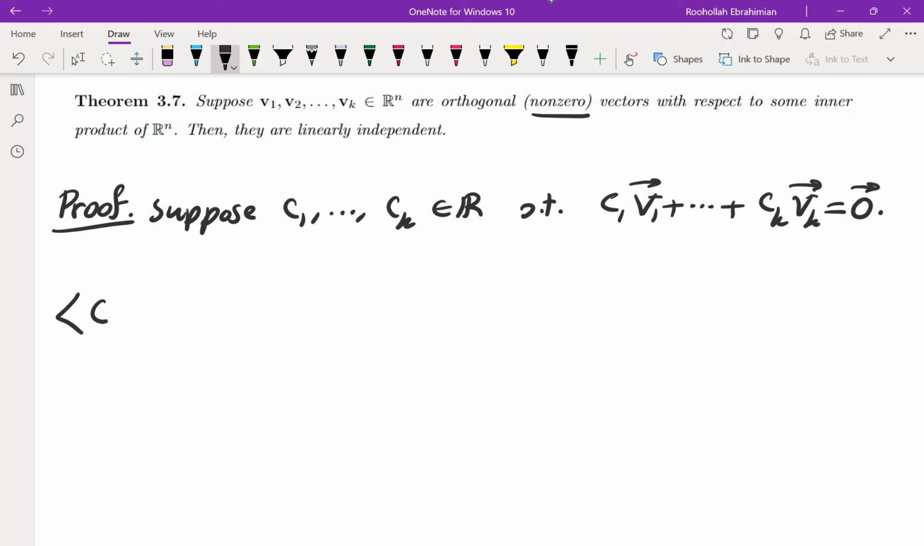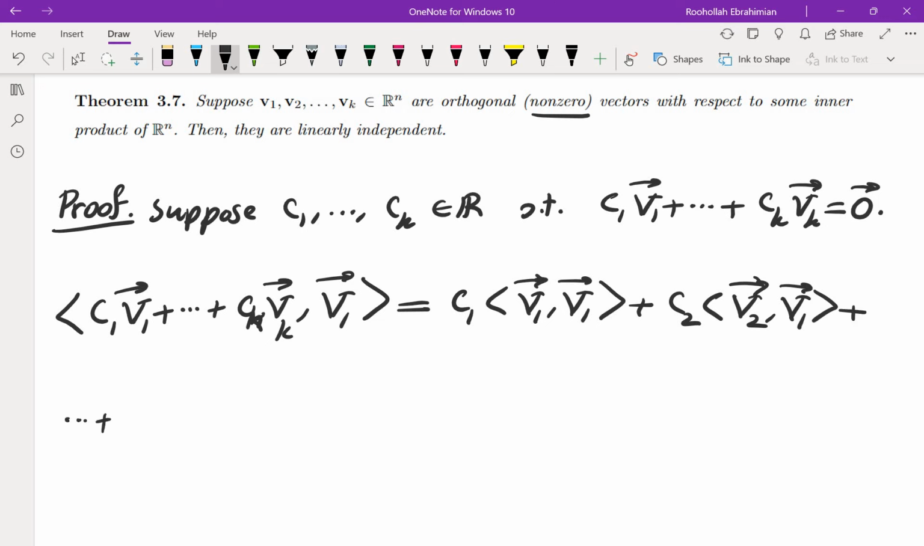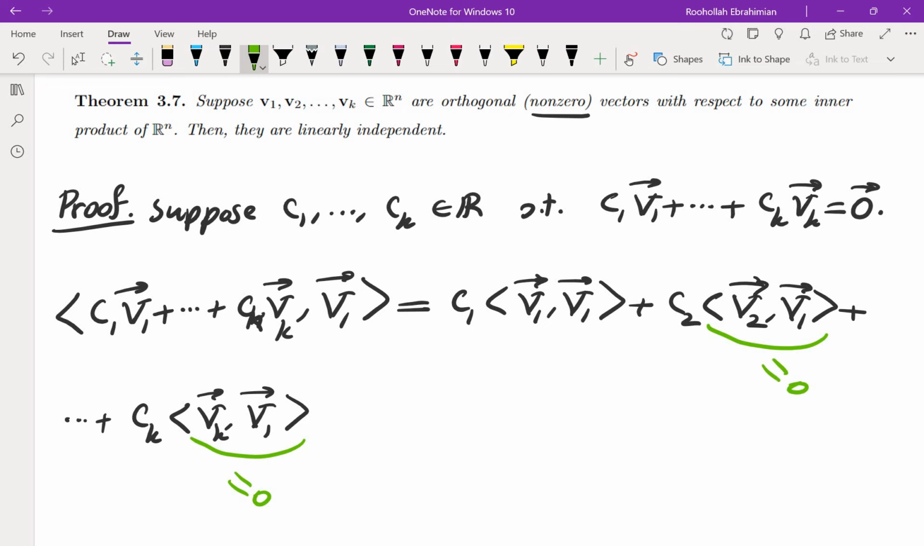So let's do the inner product of c1v1 plus ... plus ckvk with v1. This would give you c1 inner product of v1 and v1, plus c2 inner product of v2 and v1, and so on, plus ck inner product of vk and v1. Now, we know they are orthogonal. What that means is that all of these inner products are 0. So this is 0, this is 0, they're all 0. Which means this is equal to c1 inner product of v1 and v1.